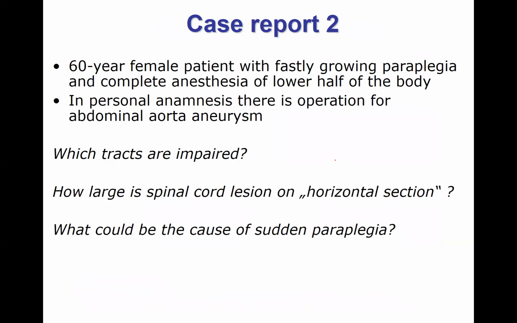Okay, case report 2. An old female patient with, again, fast growing problems, but the problems are paraplegia and complete anesthesia and analgesia of the lower half of the body. And she's got a scar on the abdomen, and she said there was an operation for an abdominal aorta aneurysm. So my question is, which tracts are impaired? How large is the spinal cord lesion on horizontal section? And what could be the cause of sudden paraplegia?